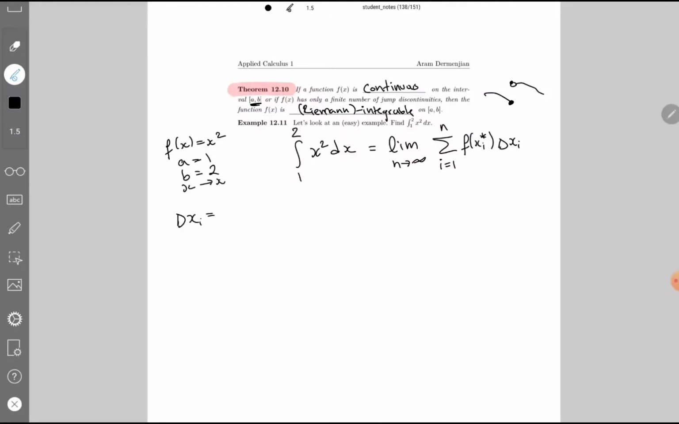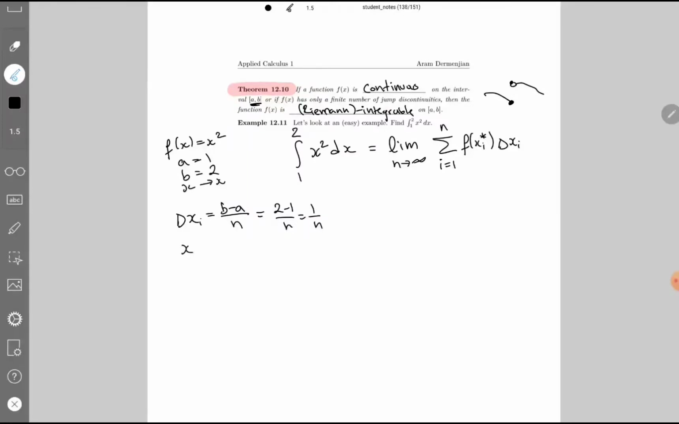Notice how here we're assuming that our intervals are all regular, which means every delta xi is going to be the same length. And if you remember from earlier, I talked about how this is equal to just b minus a over n. Well, our b is 2, our a is 1, and we don't know our n, so we have this. So we know what our delta xi is.